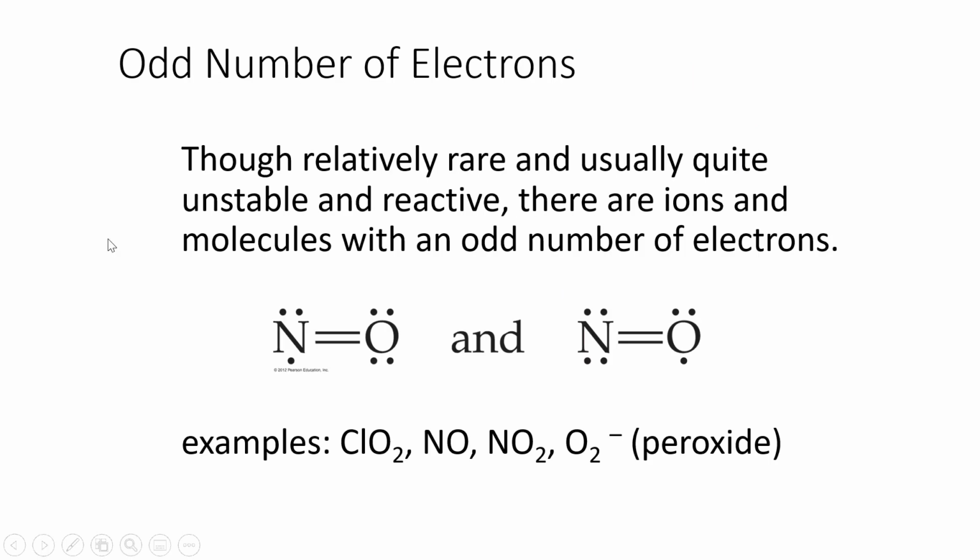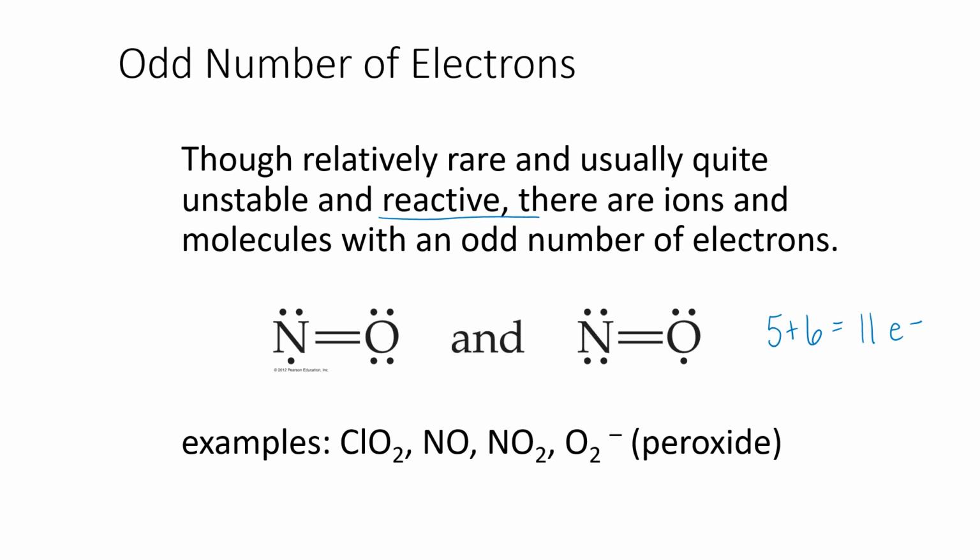Let's look at the odd number of electrons to begin with. These are relatively rare, usually fairly reactive, but they do exist in nature. And what happens is, let's say NO, nitrogen monoxide, if you add up the number of electrons, nitrogen has 5, oxygen has 6, you have only 11 electrons total to deal with. So it's going to be impossible to give every atom an octet if you have an odd number of electrons.